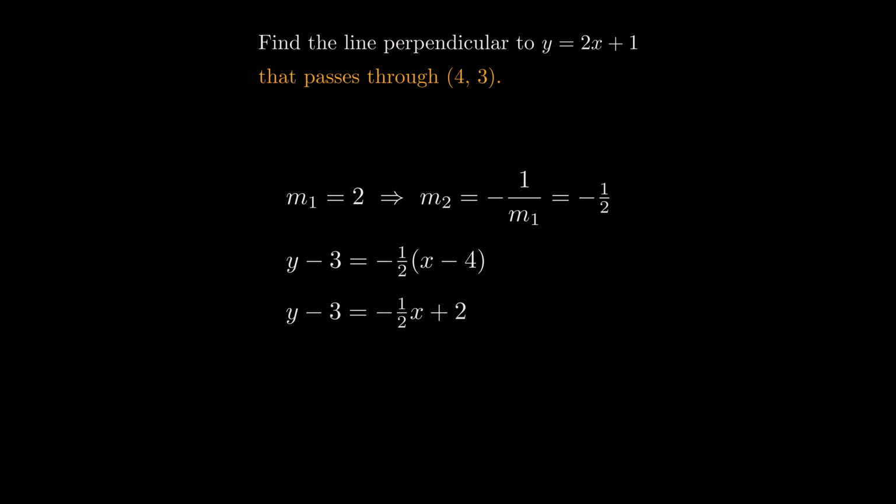Expand: minus a half x plus 2. And add 3 to both sides. The perpendicular line is y equals minus a half x plus 5. Quick check on the gradients: 2 times minus a half is minus 1. The perpendicular condition holds, so we've got it right.